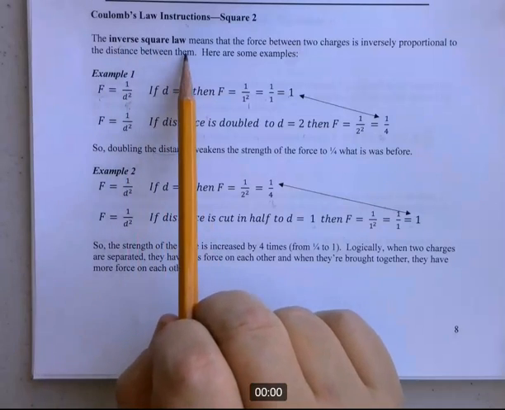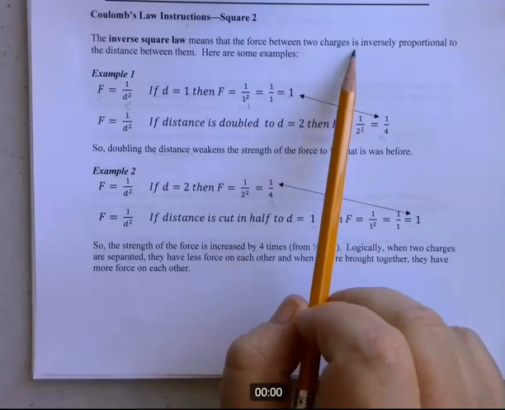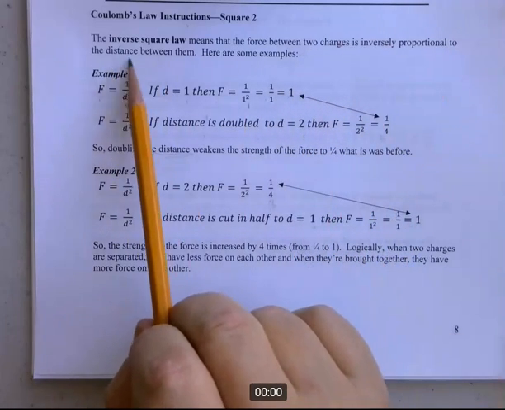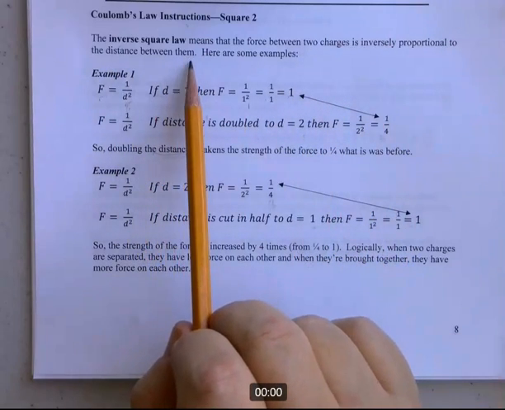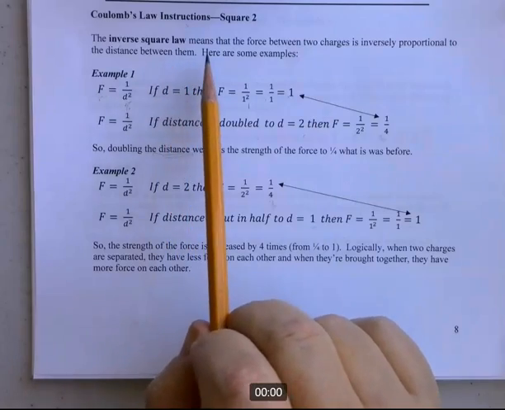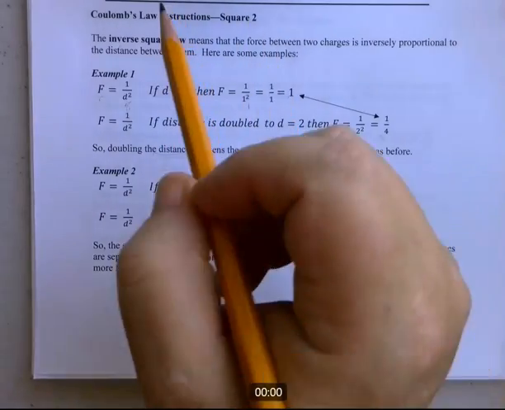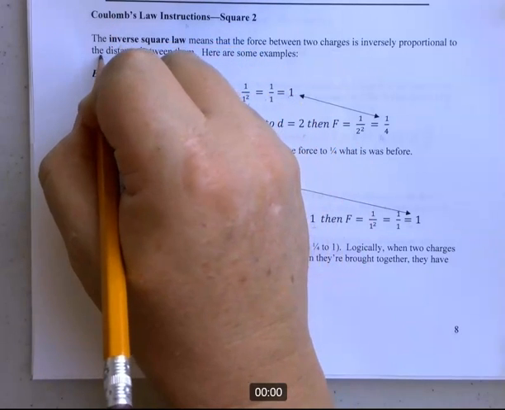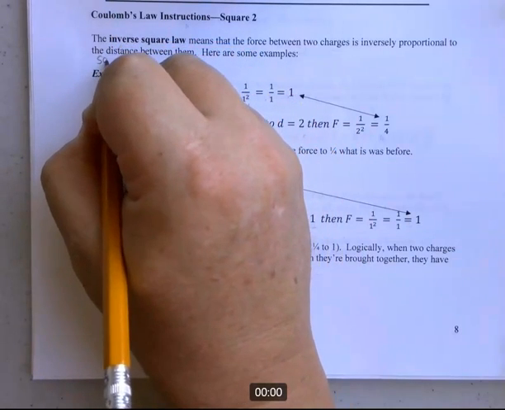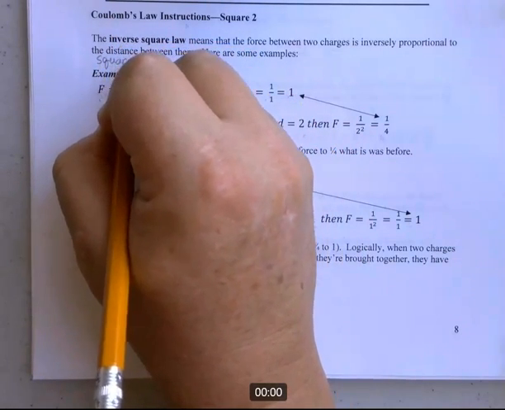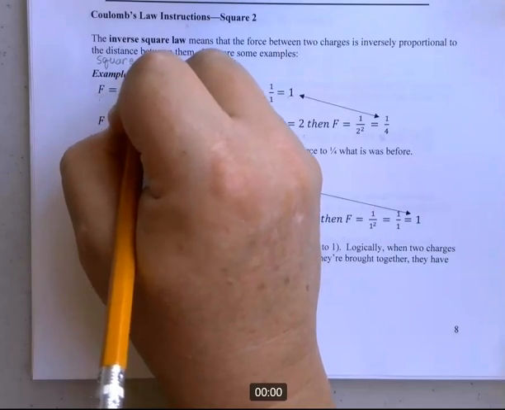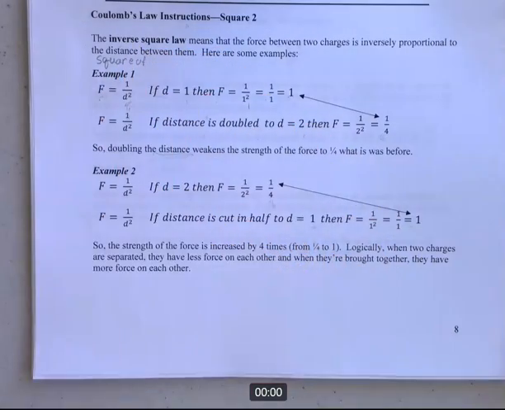So the inverse square law means that the force between two charges is inversely proportional to the distance between them. And I really should have said inversely proportional to the square of the distance between them. So you can add that word in. The square of the distance between them.